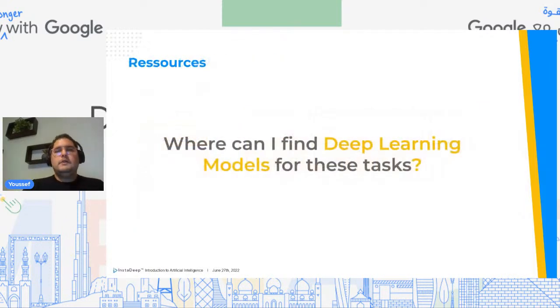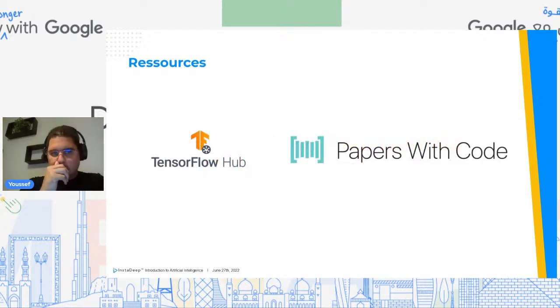So now, depending on the use case you have, where can you find the deep learning model for this task? Let's say you want to do classification or object detection. What can you do, and how do you find these models and where? You have 2 good sources here. The first one is TensorFlow Hub by TensorFlow by Google. Here you can find the models, and you can find examples of how to run these models. And we'll look into that in a second.